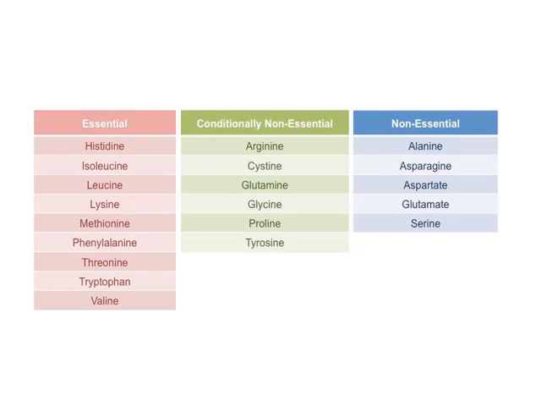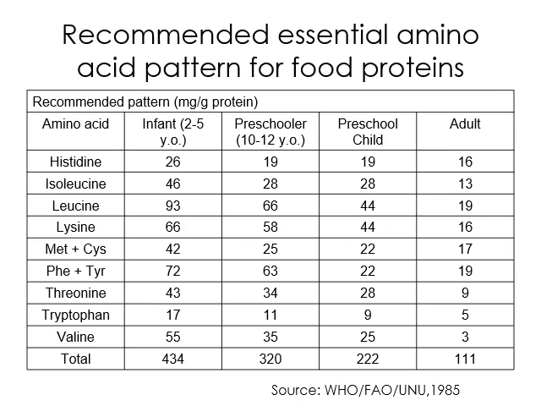Okay, conditionally essential amino acids can be synthesized, but the synthesis can be limited under special pathophysiological conditions, such as in individuals with severe catabolic distress or in premature infants. Okay, non-essential amino acids are the amino acids that can be synthesized in our body. Just briefly showing the recommended essential amino acid pattern for food protein. You can see infants require more of these essential amino acids compared to adults.